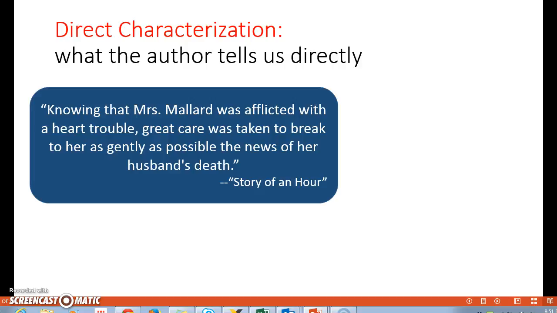It says, "Knowing that Mrs. Mallard was afflicted with heart trouble, great care was taken to break to her as gently as possible the news of her husband's death." So right off the bat, directly the author says, hey, this character has heart trouble. She's kind of fragile. She has some kind of health issue. So we don't really have to infer really anything. We know right off the bat a very important detail about this character. So that's direct characterization.